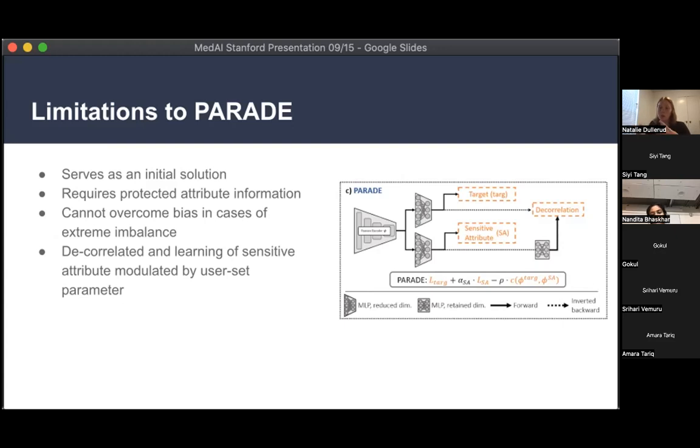And so as shown in previous slides, it doesn't really do well in cases of extreme imbalance, like in CelebA, where a particular subgroup comprised less than 1% of the dataset. And finally, the constants involved in the objective term are chosen by the user. And although there are ways proposed to optimize these, they will inevitably be dependent on a certain dataset, or the dataset used for hyperparameter training. So potentially that can be improved.